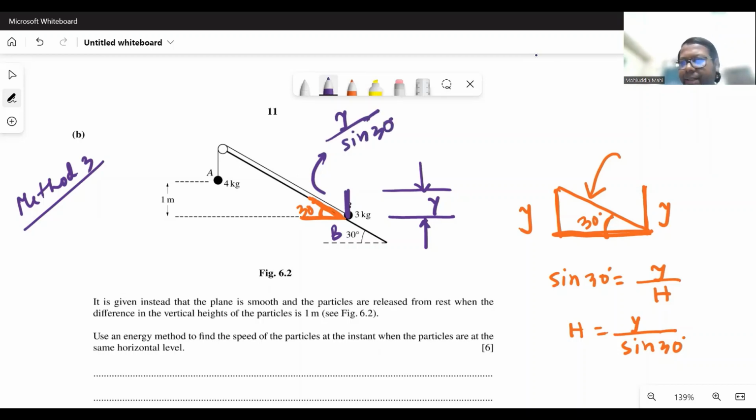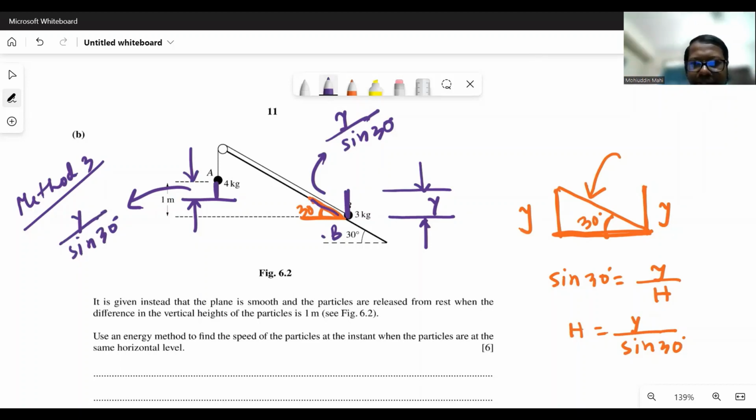If it moves the distance of Y by sine 30, A is also going to descend in the vertical direction by Y by sine 30, because the amount of distance B is covering along the slope will be the same amount of distance descended by A in the vertical direction, in the downward direction.